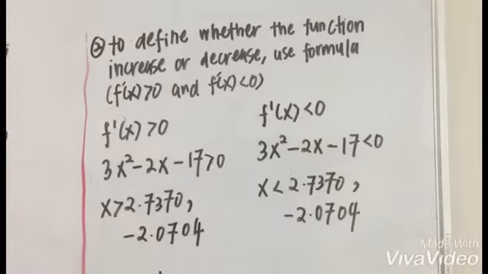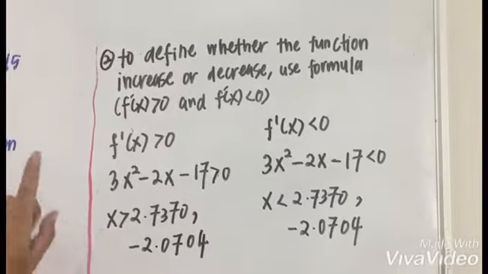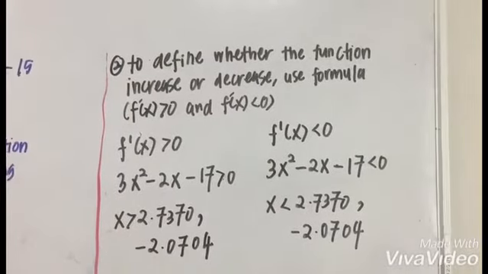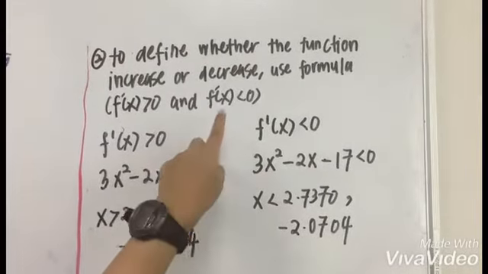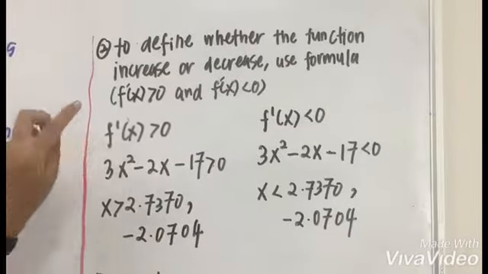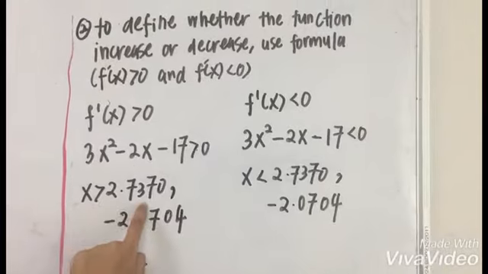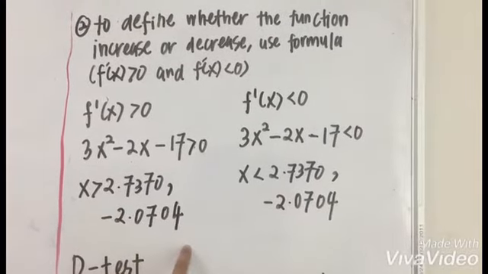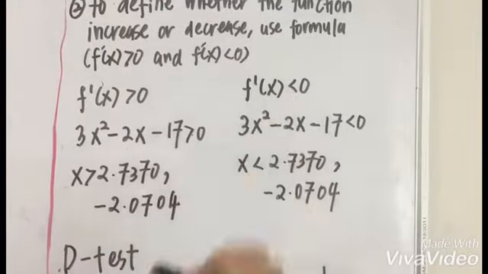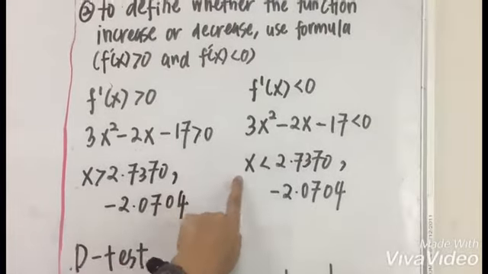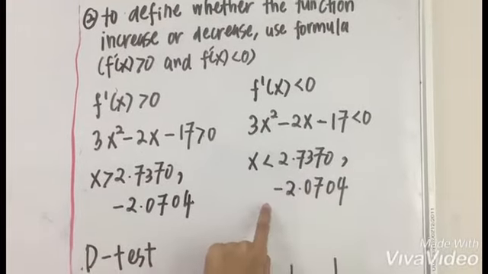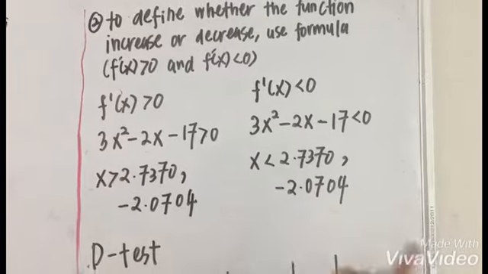Next, to define whether the function is increasing or decreasing, we have to use the first derivative: f prime of x greater than 0, or f prime of x less than 0. For the increasing one, we use the greater than, and we'll get x greater than 2.7370 and x less than negative 2.0704. And for the decreasing one, we use the less than 0, where we'll get x less than 2.7370 and x greater than negative 2.0704.